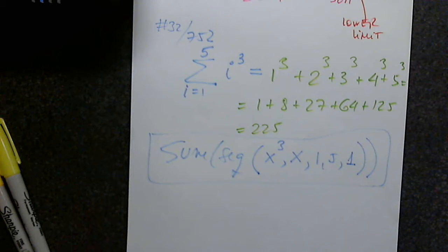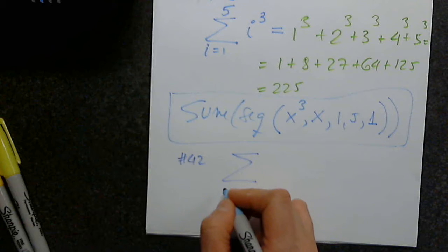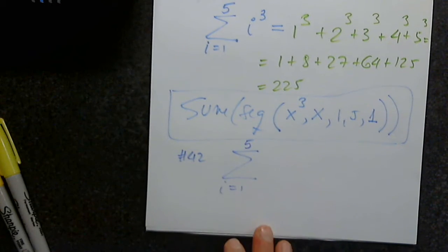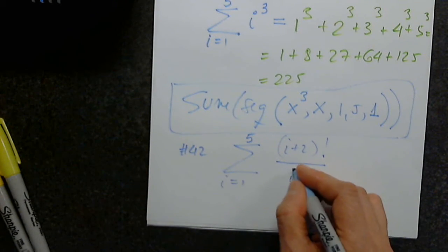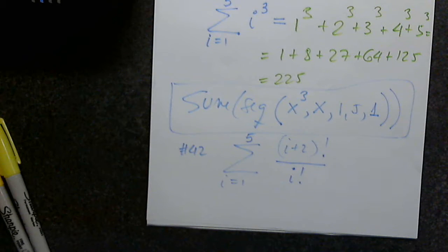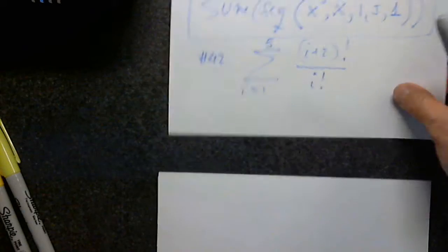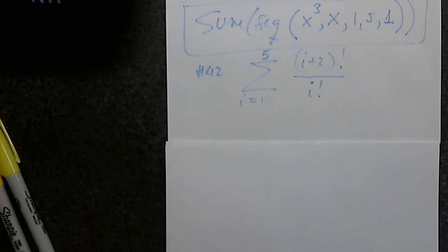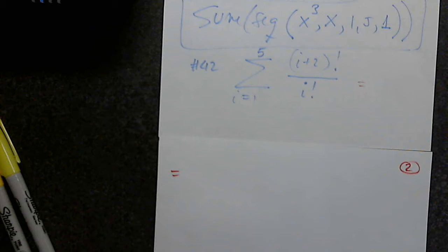Okay, so let's look at 42. Another example. The sum from I equals 1 through 5, of (I plus 2) factorial over I factorial. These are the factorials from last time. Okay, so can anyone dictate? Do not perform any calculations. We want to see what the terms are with no shortcuts.